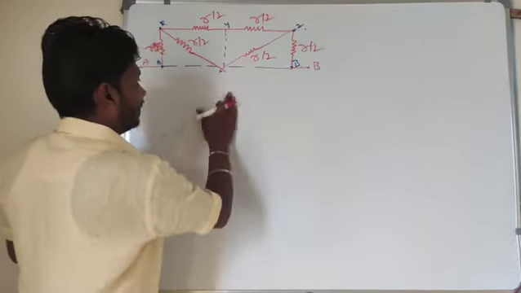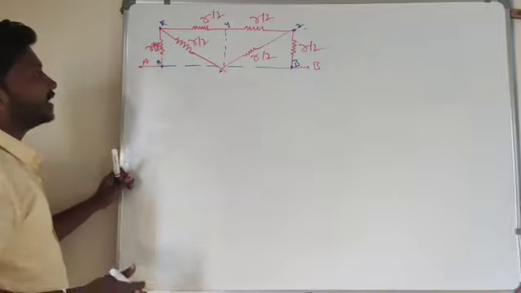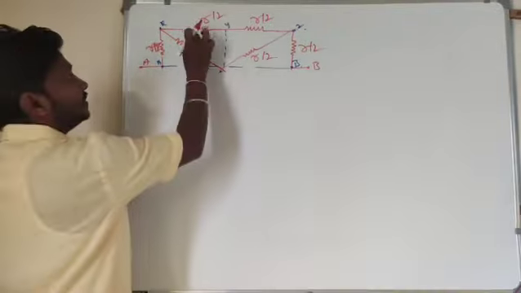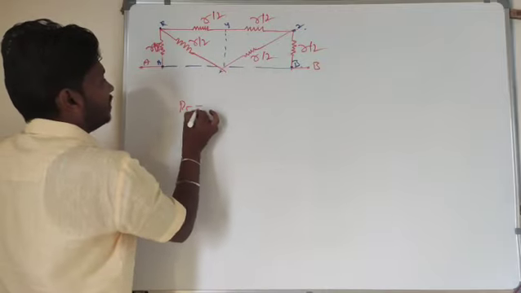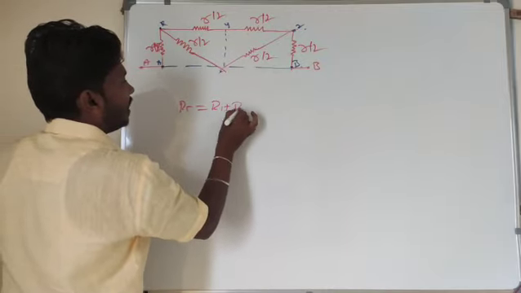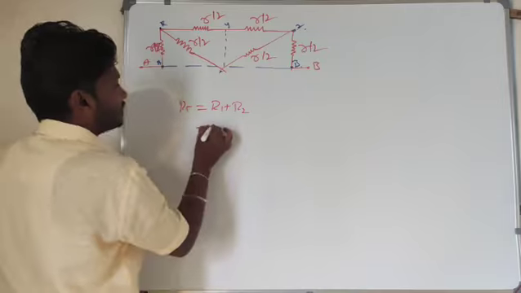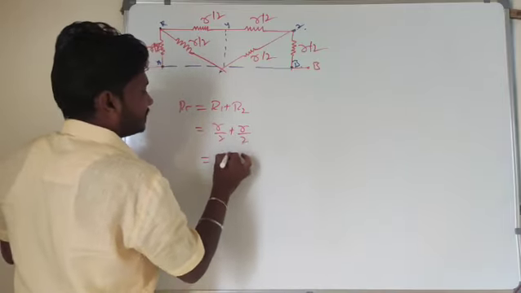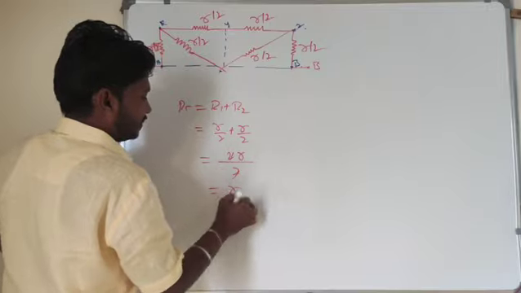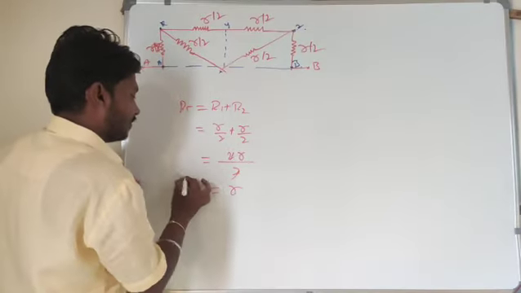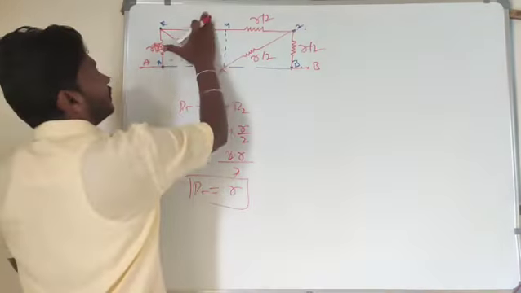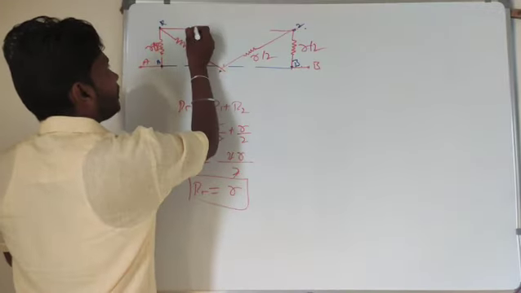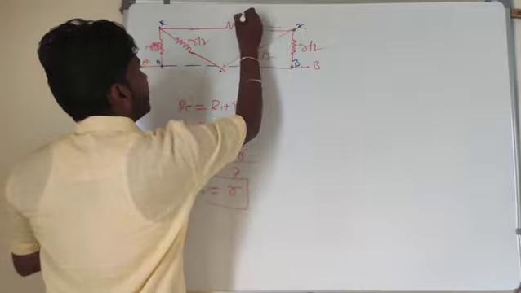Now let me find the equivalent resistance. What is the nature of combination between R by 2 and R by 2? These two are in series combination. In series combination, R of S is equal to R1 plus R2, R by 2 plus R by 2. If 2 is the LCM, 2R over 2 gives R. Instead of two resistances, I will take a single resistance, so this is R here.